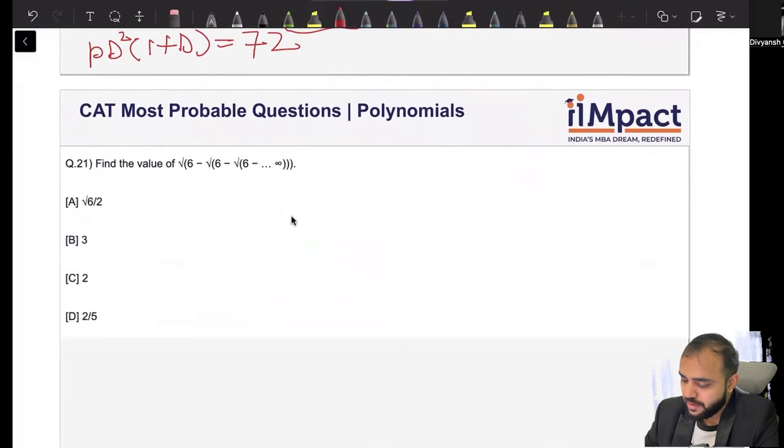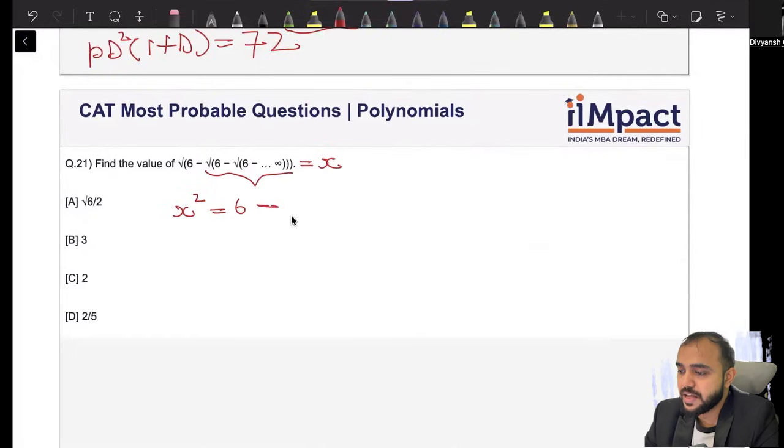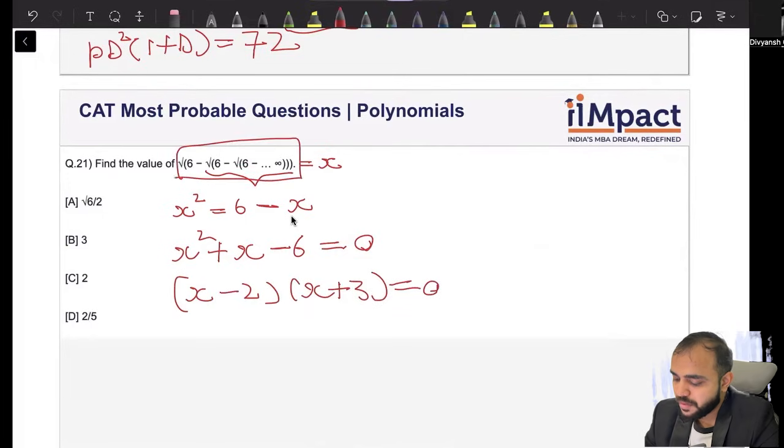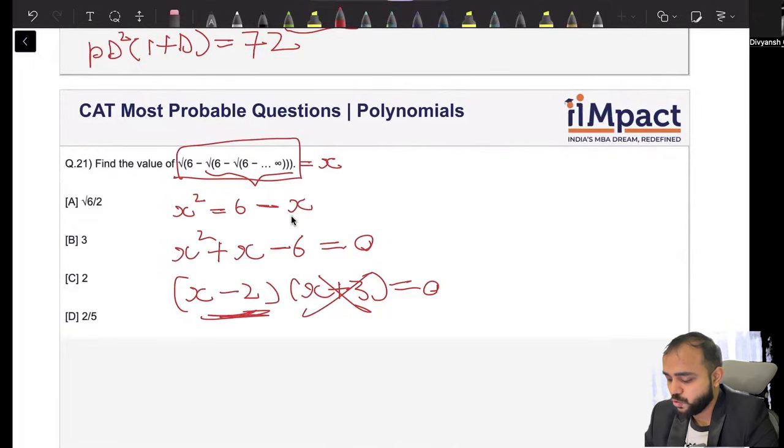All right, moving ahead. The value of root 6 minus root 6 minus root and so on till infinity. So this is a standard approach. You assume this to be x. If you square this, you will get x square is equal to 6 minus whatever is inside, which is actually still x. So x square plus x minus 6 is equal to 0 is what we are getting. This can be written as x minus 2 into x plus 3 is equal to 0. Now, a square root of something by convention is taken as positive. So the negative root will not be your answer. x will turn out to be equal to 2. So your answer for question number 21 will be C.